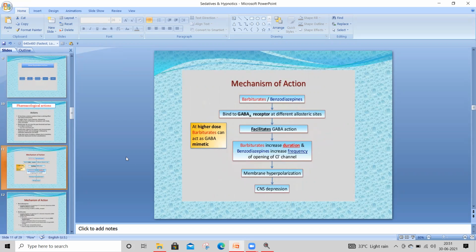Again, the mechanism of action is important for barbiturate and benzodiazepine. The mechanism of action is the same for both. You can see the barbiturate and benzodiazepine binding site is the same, that is the GABA A receptor. In the GABA receptor you will get subunits like alpha, beta, gamma, and both the barbiturate and benzodiazepine bind to the GABA A alpha receptor, and it leads to sedation.